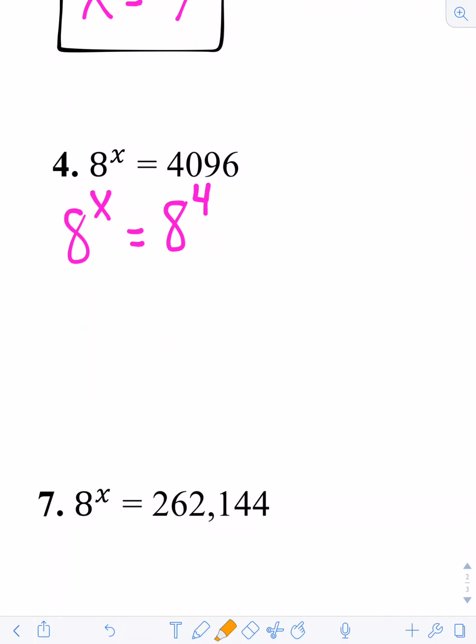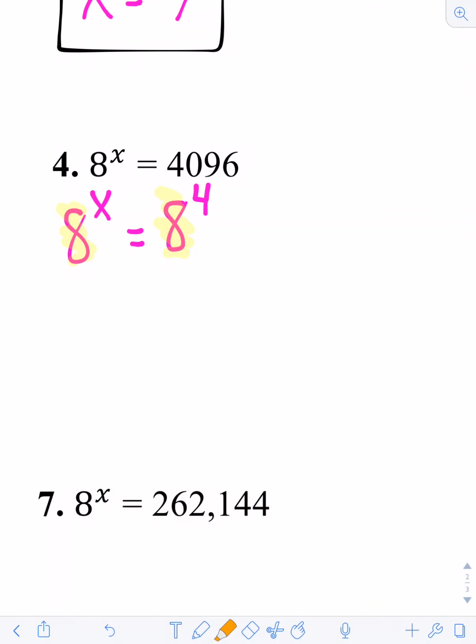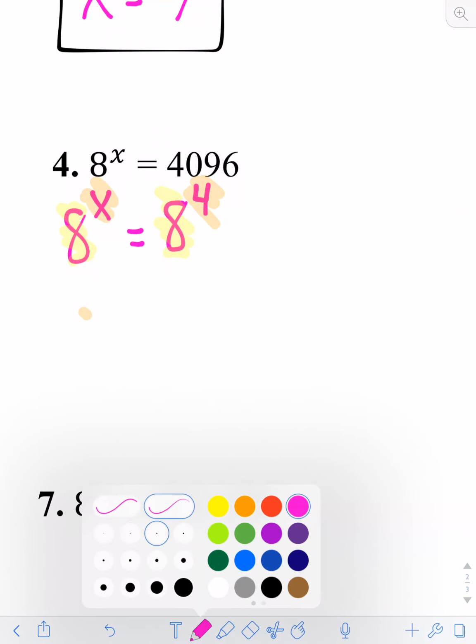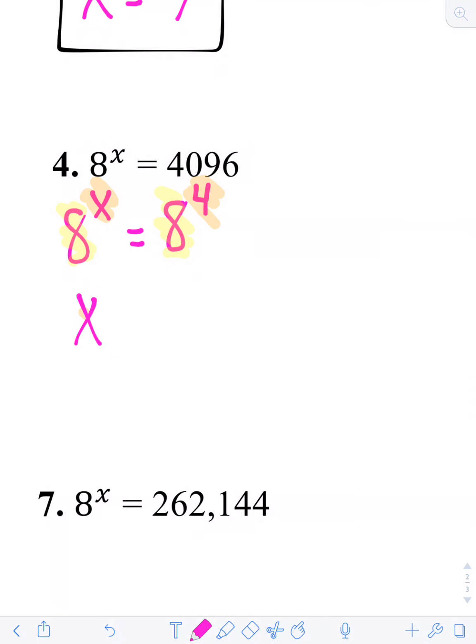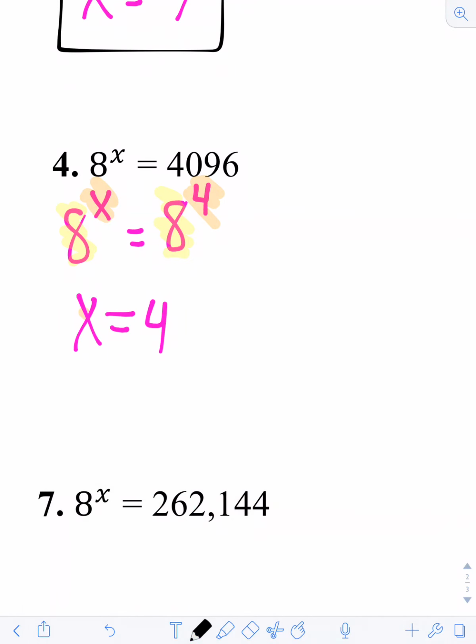So here, since my bases are the same, there's 8 and there's 8, then I know my exponents are going to be equal to each other. So x here is going to be equal to 4. Let me write that in my pen. X is equal to 4.